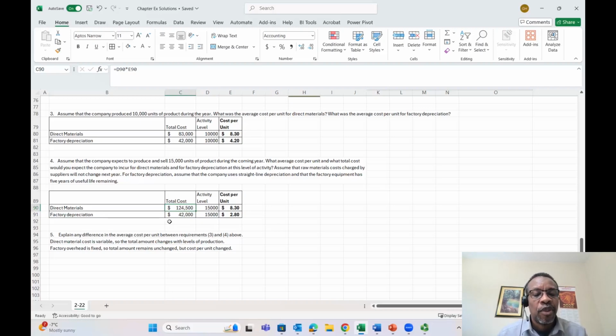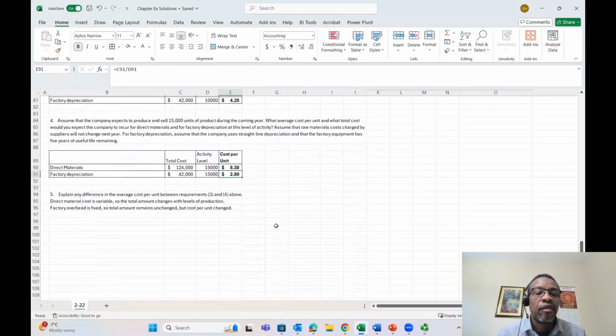How about for factory depreciation? So with regards to the depreciation, total cost is not going to change. So it's going to be $42,000. So the level of activity will be 15,000. So we know the cost per unit is going to change. So the cost per unit for factory depreciation, because the amount is fixed, will now fall, as we are going to be selling more units. It's going to be $2.80.